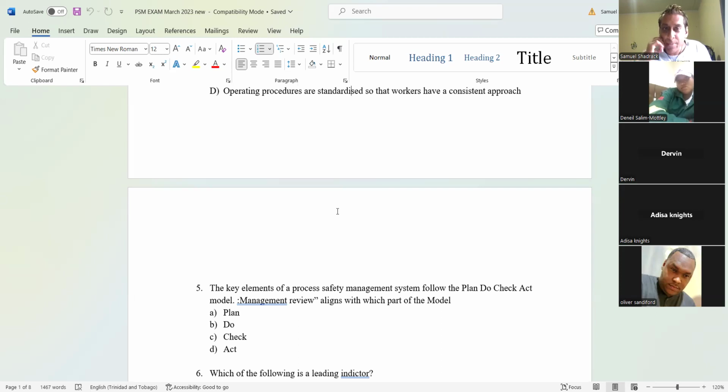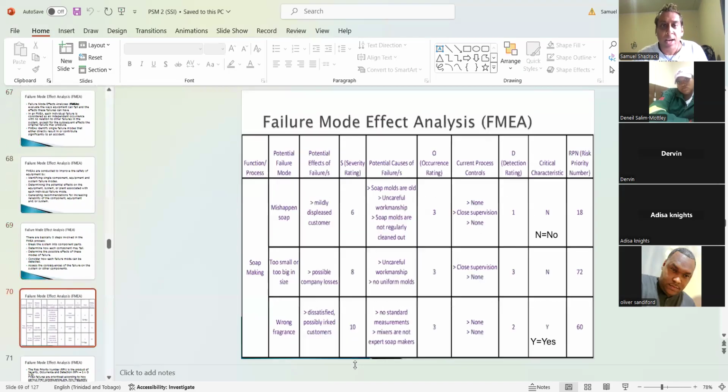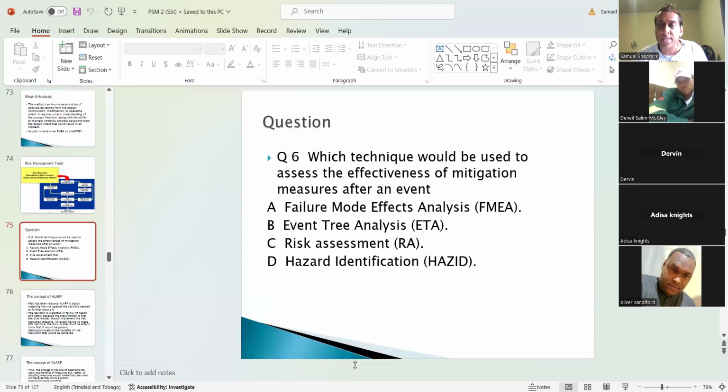The one in the book is the same one on the slide. If I go back to the slide, the one in the book is the same one here. We did it last week. This question here is the same question in the book. The answer was the ETA, right?